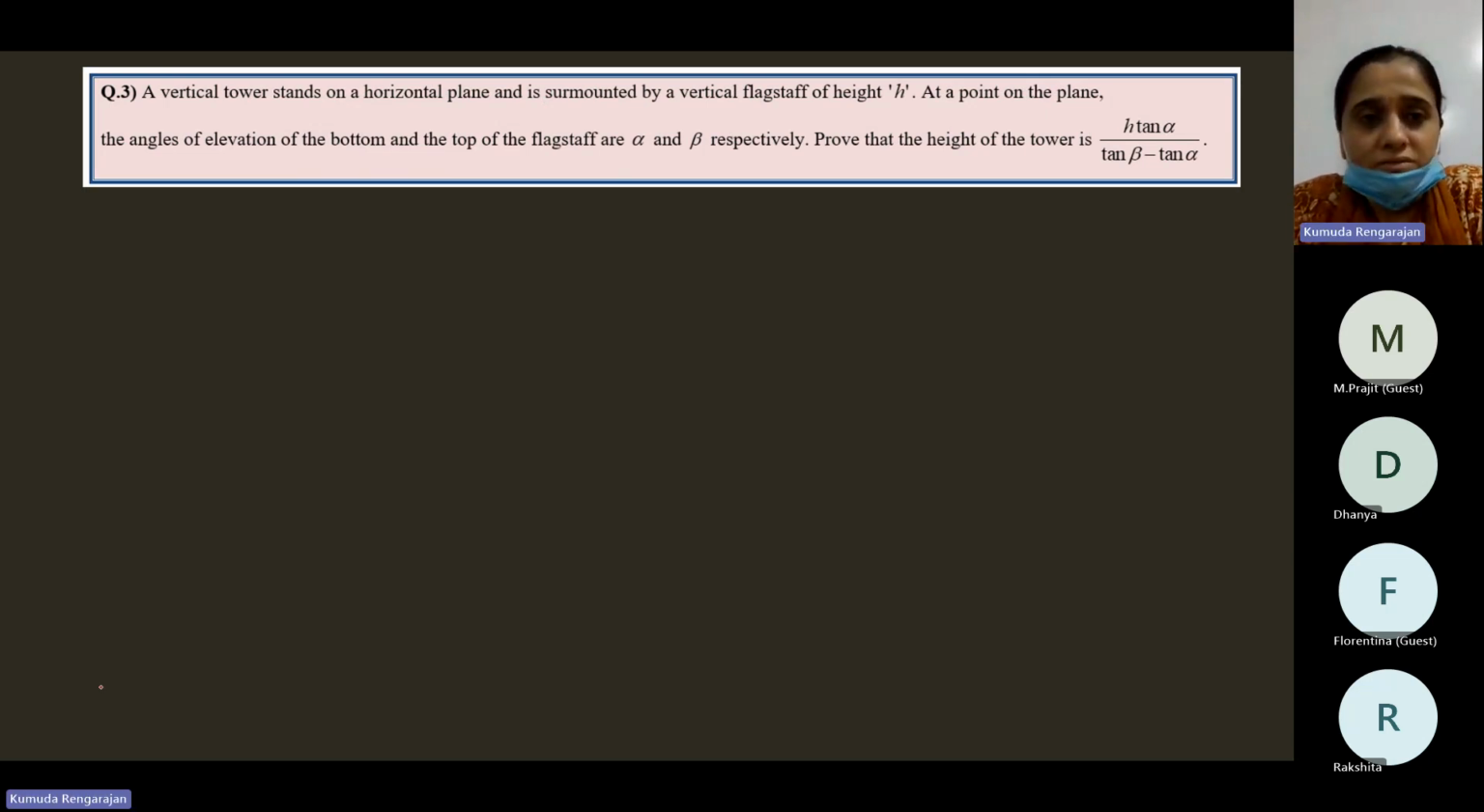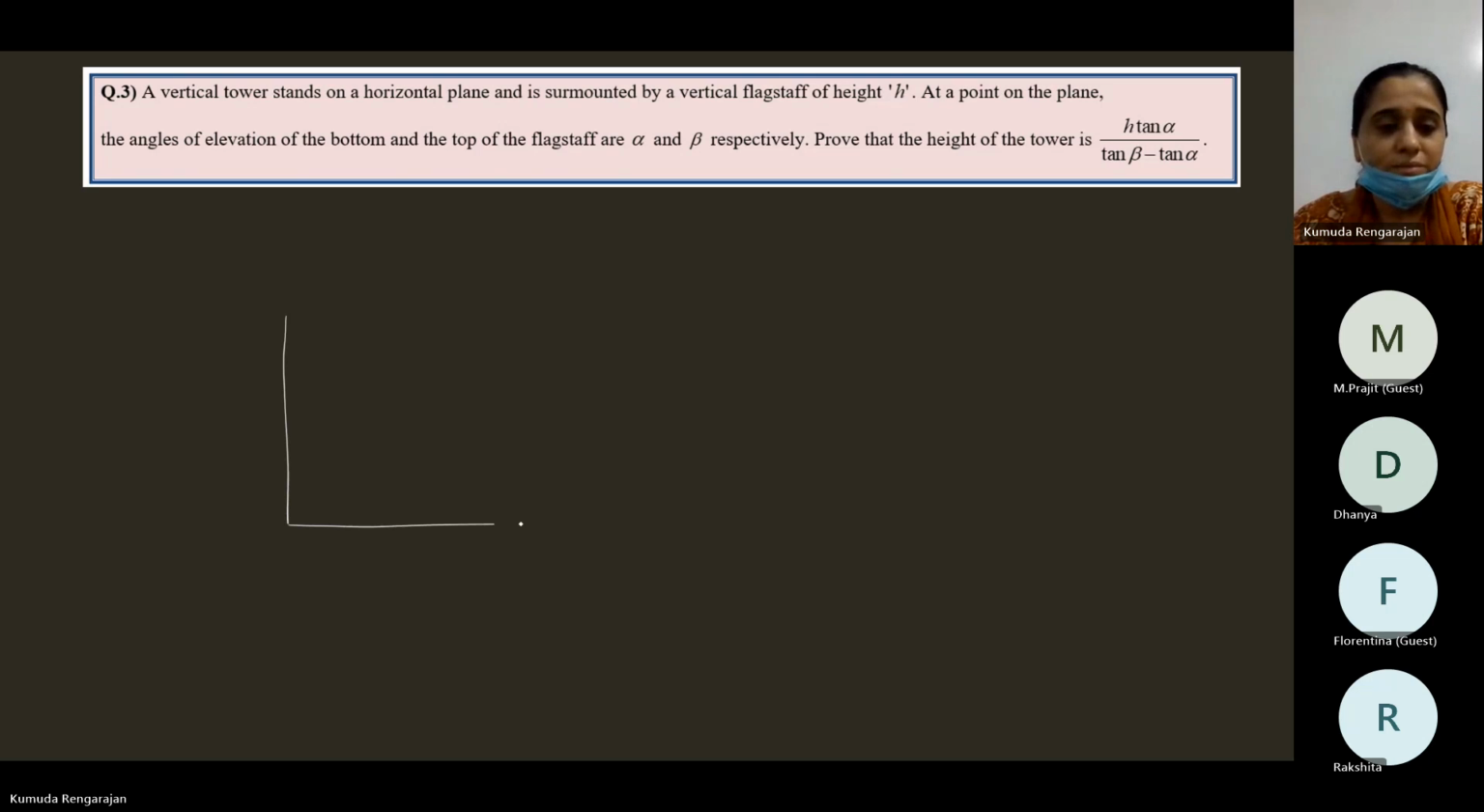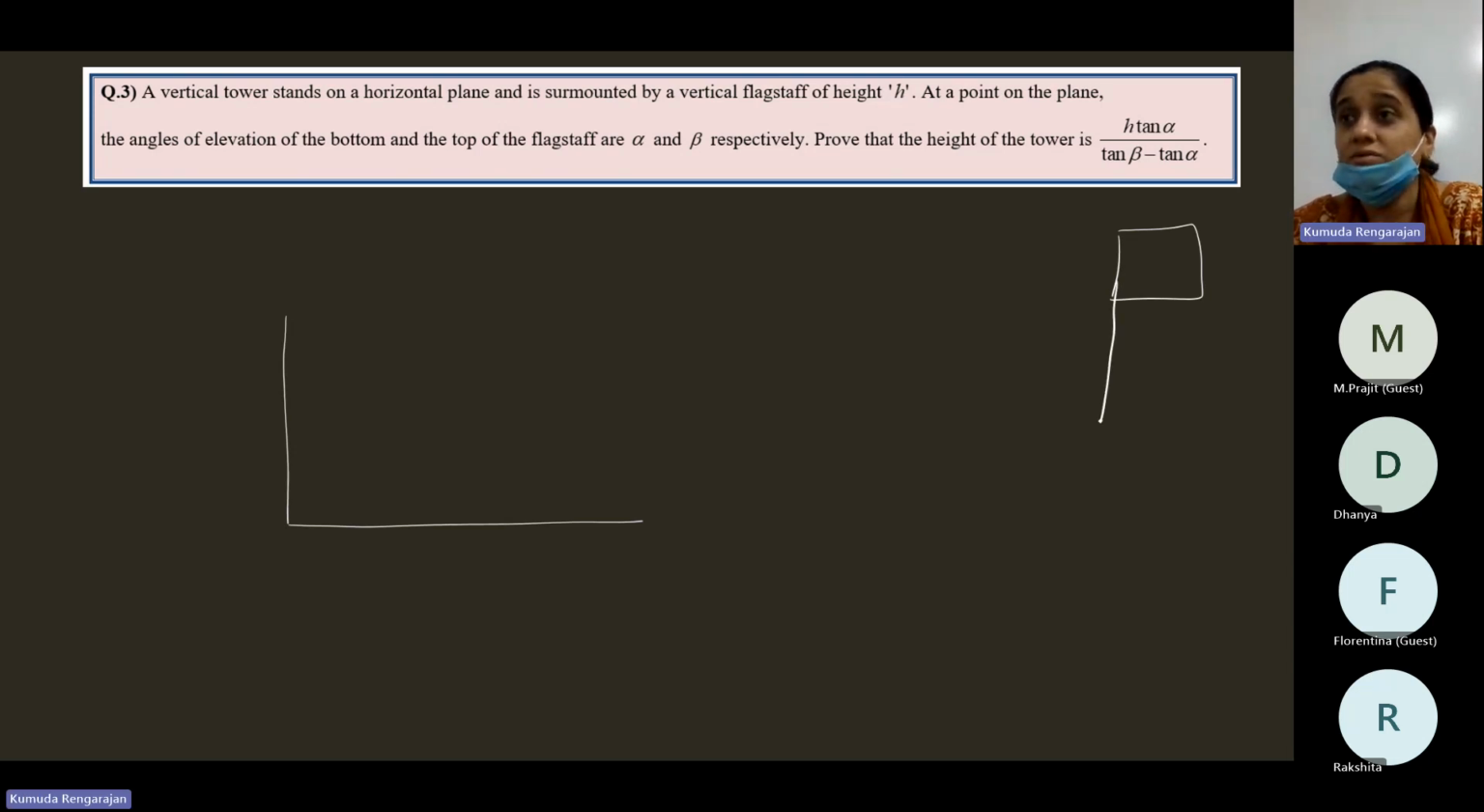A vertical tower stands on a horizontal plane. Arjun, a vertical tower stands on a horizontal plane, and the vertical tower is surmounted by a vertical flagstaff. So this is the flagstaff. This is the flag. This is the flagstaff.